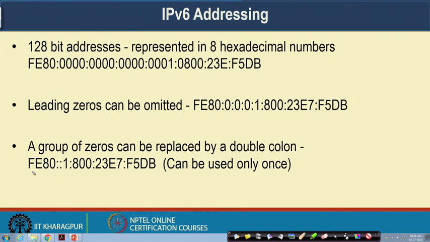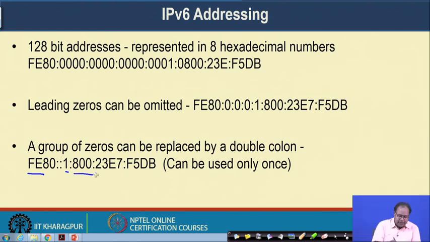Here it is FE80, then it is 1. So, that means it is 0001, then 800, 23E7, 5FDB. So, we have 8, 8, 8, 8 and 8, that is 5 into 8 bits there, and the remaining bits are 0, which will be placed here in the place of the double colon. So, that way you can have a more optimized representation of the entire address in IPv6.